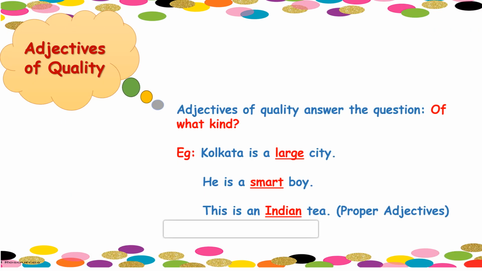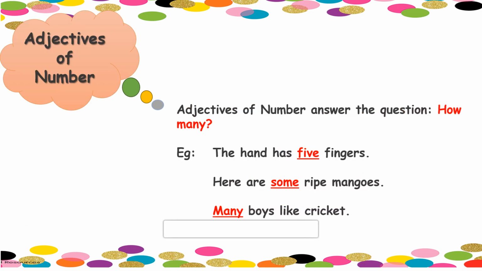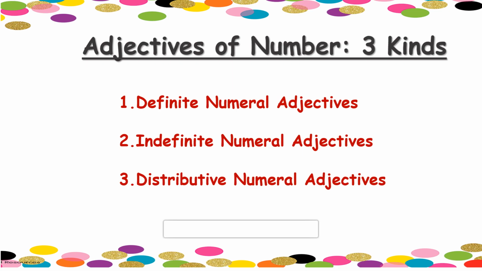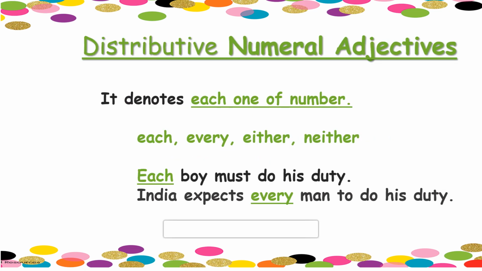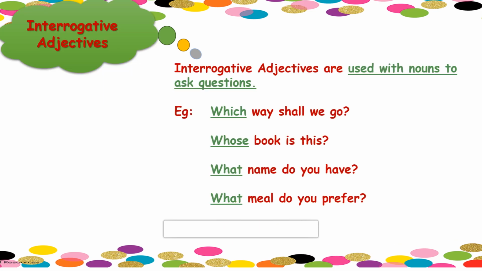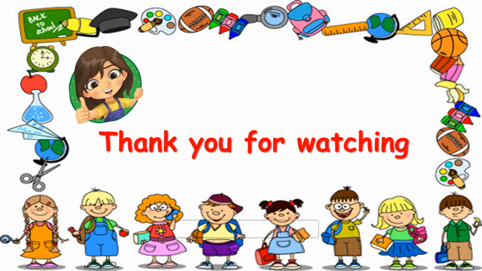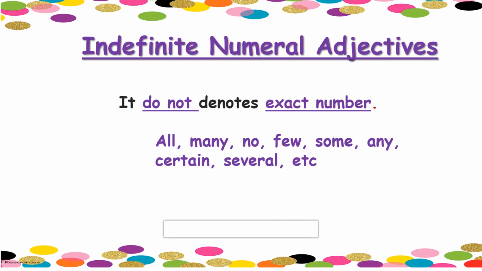And students, in the next video, we are going to discuss the kinds of adjectives. As you can see on the screen, we are going to discuss it in detail. Adjectives of quality, adjectives of quantity, adjectives of number. Adjectives of number are of 3 kinds: definite, indefinite and distributive. These also we are going to discuss. Then after that, demonstrative adjectives, as I have told you: this, that, these, those, such. These are demonstrative adjectives. Then interrogative adjective, emphasizing adjective and exclamatory adjective. So the next video will be based on the kinds of adjectives.